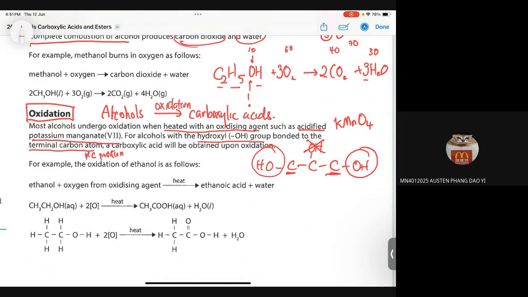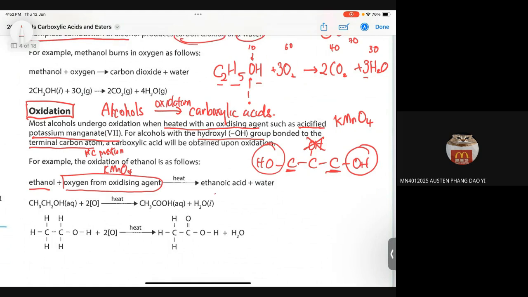So look at the general word equation here: ethanol plus oxygen from oxidizing agent. This one is normally KMnO4, you heat it up, and you get ethanoic acid and water. I am not going to write KMnO4 because the reaction is actually a lot more complex. Hence, to write oxygen from oxidizing agent, I won't write KMnO4, I'll just write it like that. So this represents oxygen from oxidizing agent.